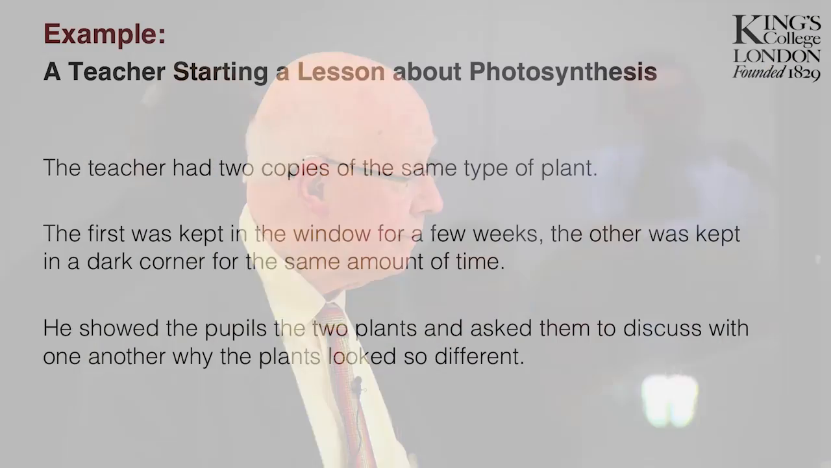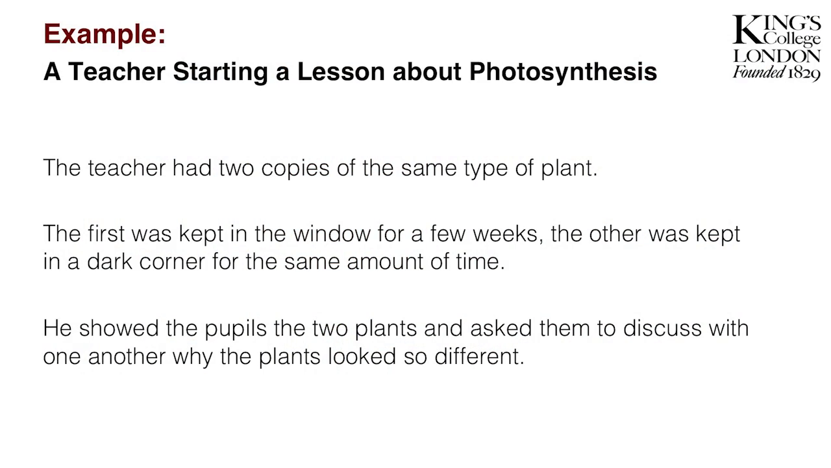I'll go to a more complicated example. Here's a teacher, and this is a real example, starting a lesson about photosynthesis with Year 7 pupils, probably three or four months into their first term and a half in the school. The teacher thought about the practices used in the past and about preparation. This preparation was to have two copies of the same type of plant.